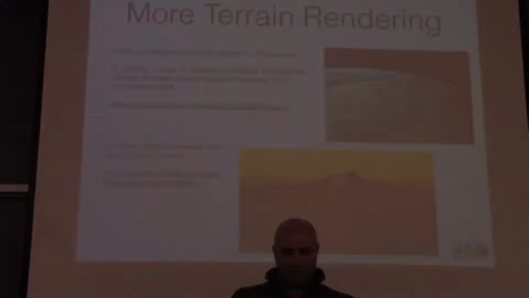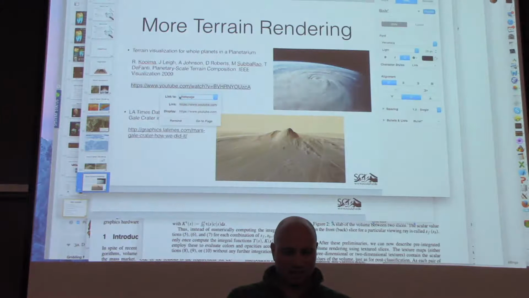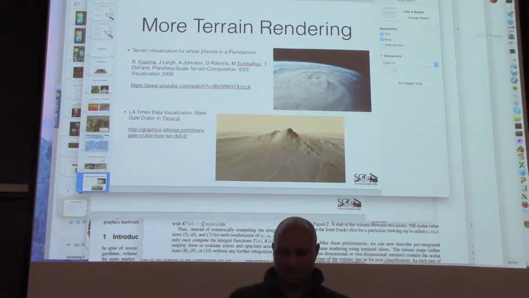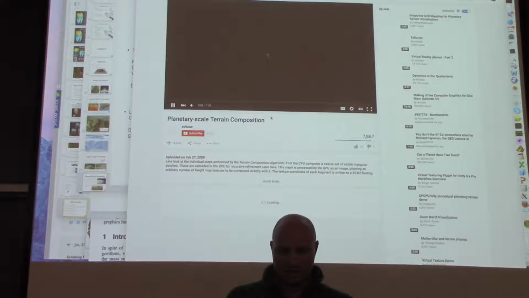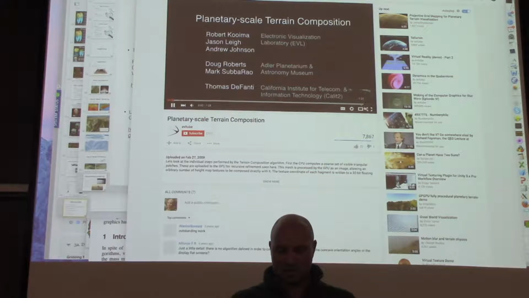I'll show you some of these projects because I think they're extremely cool. So one of them is from someone who's working at EVL and graduated right about the same time I was coming to Argonne National Lab. And this is a planetary scale terrain composition algorithm.